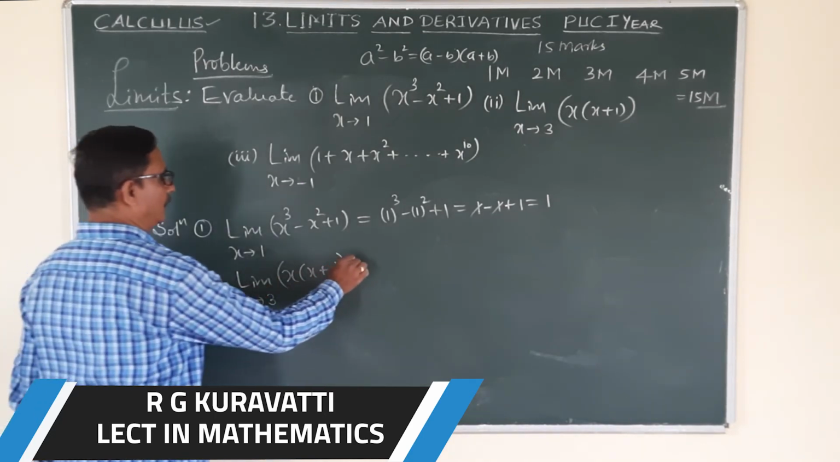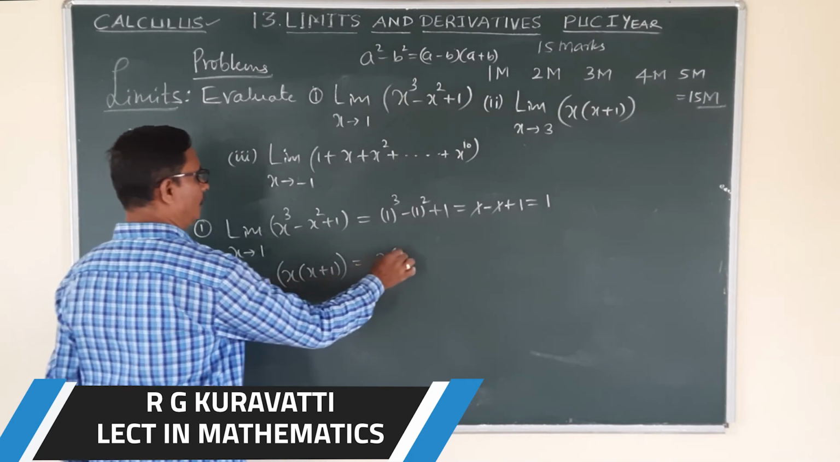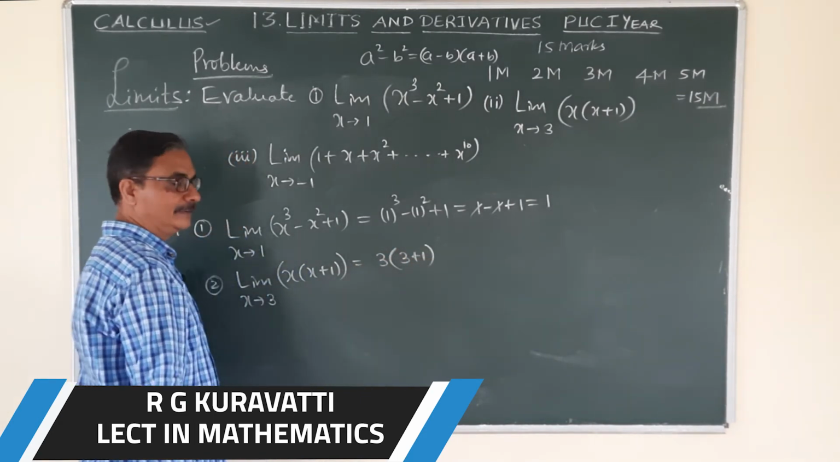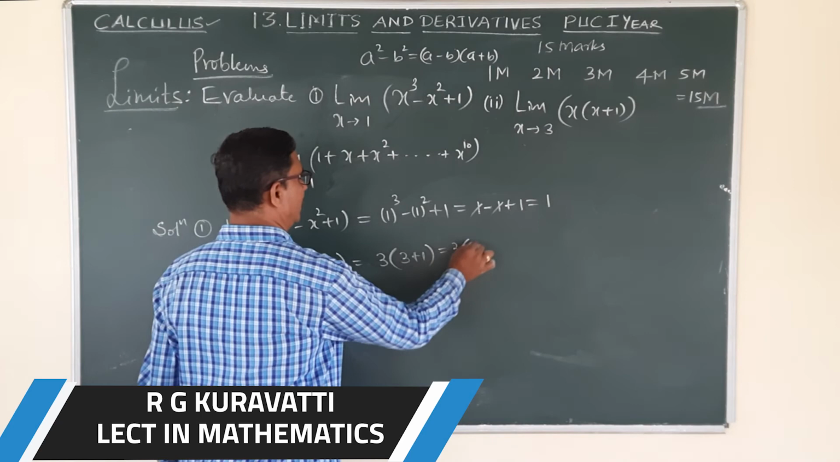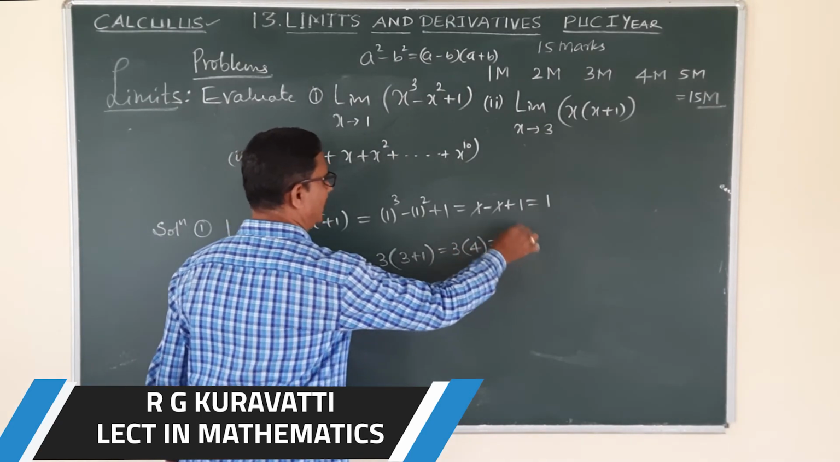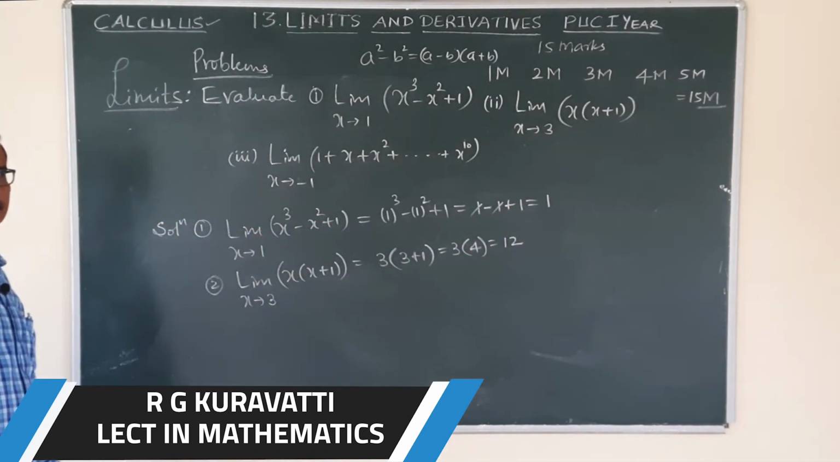3. Put x equal to 3. 3 of 3 plus 1. Right? So that is 3 of 3 plus 1, which is 4. 3 4s are 12. 12 is a finite value.